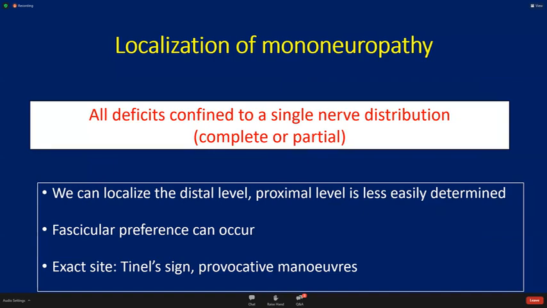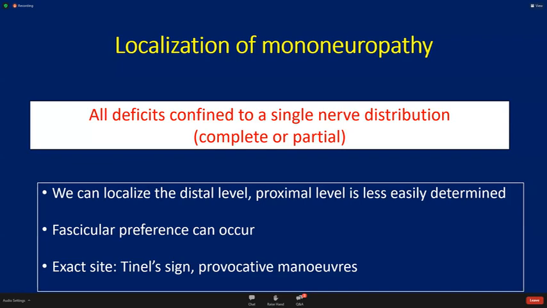But this need not be the complete nerve involvement. So to what extent that nerve is affected will depend upon the site of involvement of the nerve. So if you have a median nerve lesion at the wrist, all the branches which were supplied above the level of the wrist would be spared. So the completeness of involvement will depend upon which level of lesion it is.